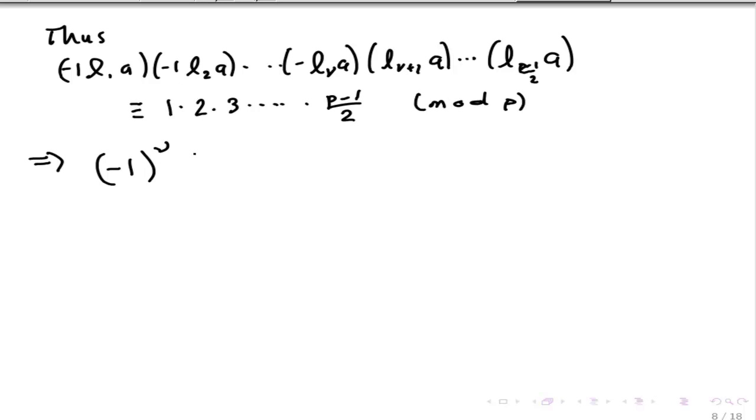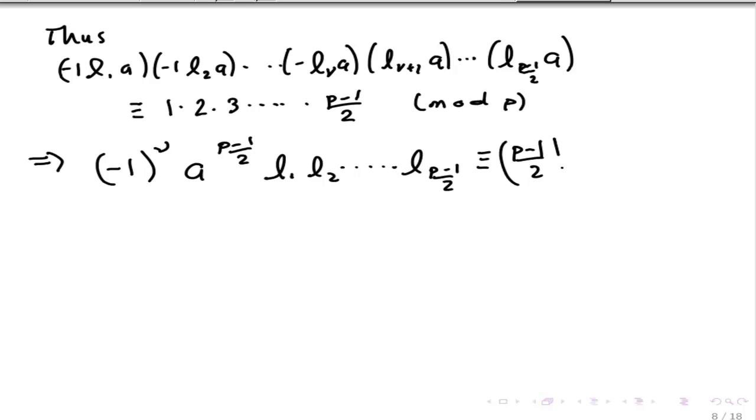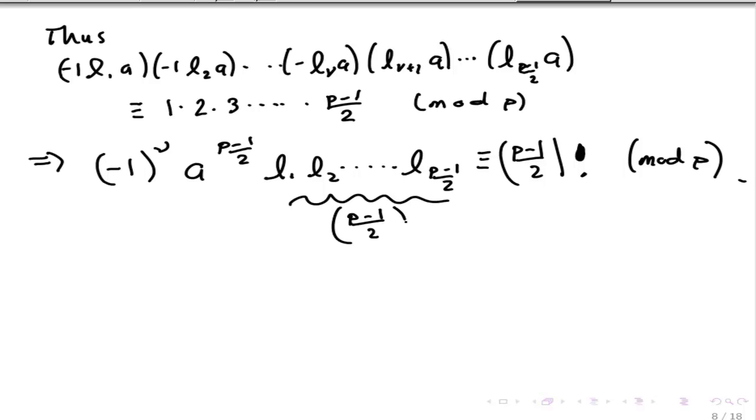Then we have a power of a. And how many a's are there? Well, every term here has an a, so that's a to the (p-1)/2. Then we have a product of the l_i's, congruent to ((p-1)/2) factorial. Now, what are these values? The l_i's run through 1, 2, 3, 4 up to (p-1)/2. So that also is just ((p-1)/2) factorial in a permuted order.